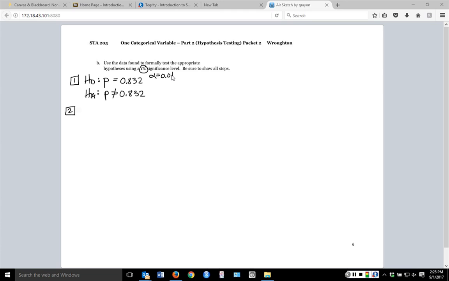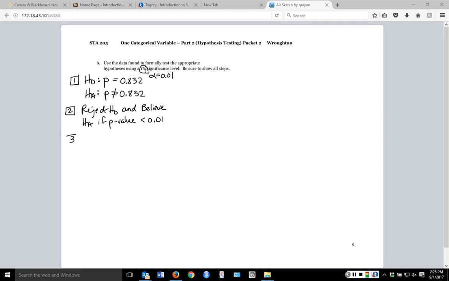Alright, step 2 is our decision rule, which is reject the null hypothesis and believe the alternative hypothesis if our p-value is less than alpha, which alpha is our significance level given us in the problem of this 0.01.